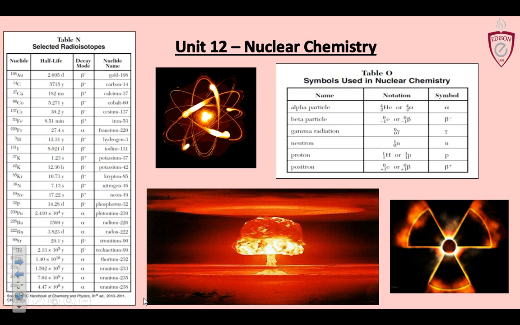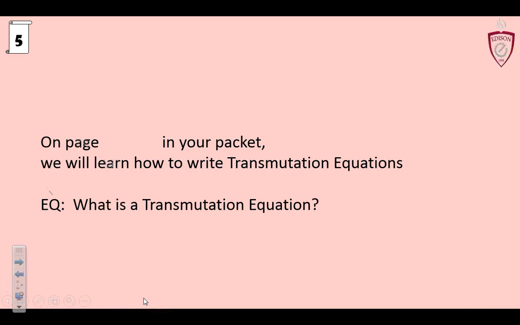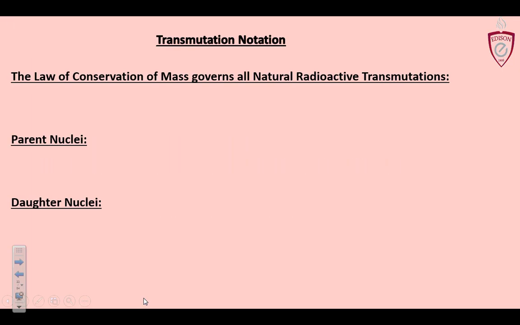We are almost done. Unit 12, pages 10 and 11. We're going to do some transmutations. Basically we're going to do those equations, make one side equal the other, and we're all done.